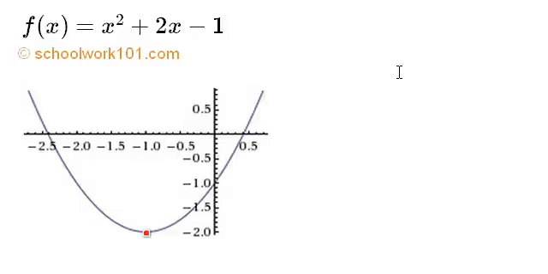Alright, we are talking about relative extrema. So I have the function f of x equals x squared plus 2x minus 1. I went ahead and graphed it out so we can take a look at the picture. This point right here on the graph is what we're going to be trying to find.